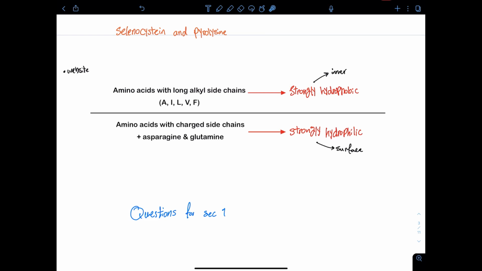So at the end of every section, I'm going to put questions related to that section, so you can review it later on for active recall. So here are the questions for this section.